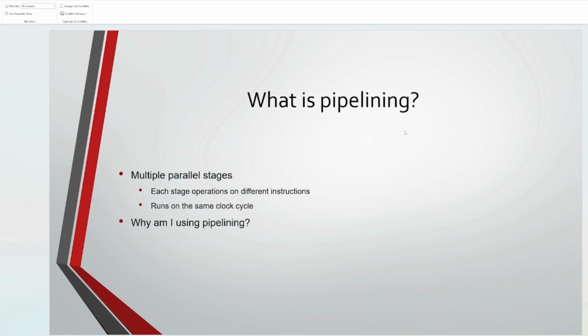What is pipelining? Pipelining increases the speed of the clock cycle by letting each stage of the CPU work in parallel on different instructions. In each clock cycle, the goal is to have all instructions in each stage completed, which leads to one instruction completed per clock cycle. But while using pipelining, there can be hazards, which I'll talk about in a later part of this video. And I'm using pipelining because it's a bigger challenge and I want to learn how it works.